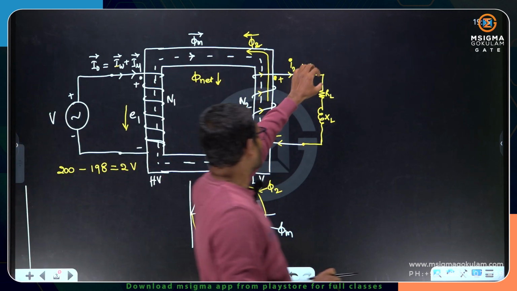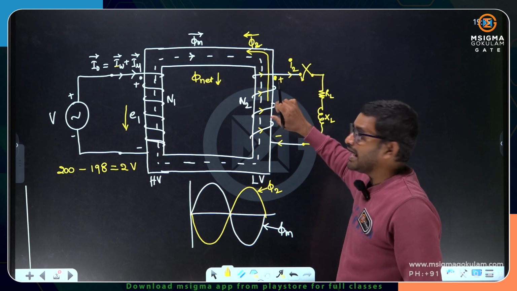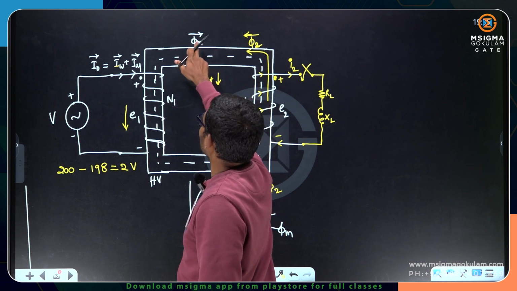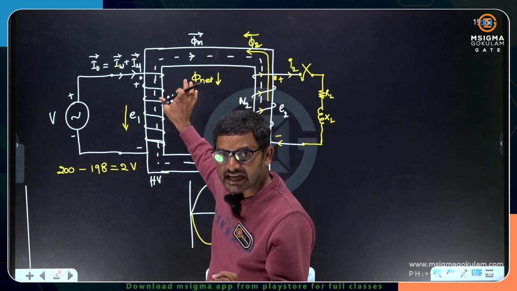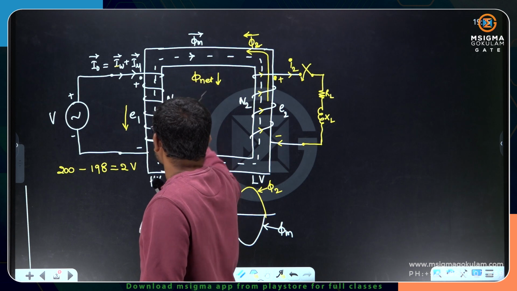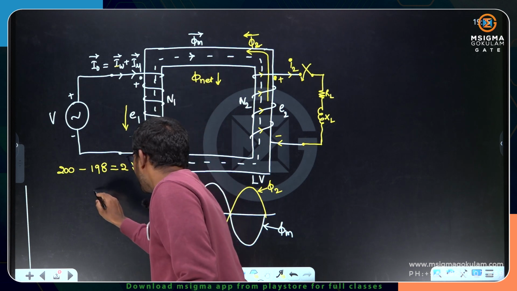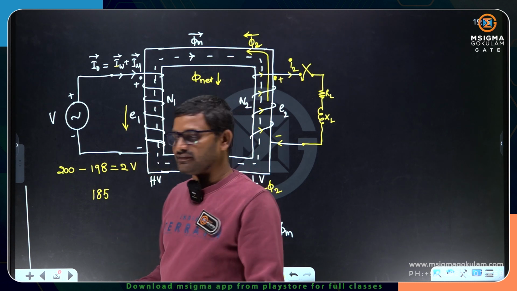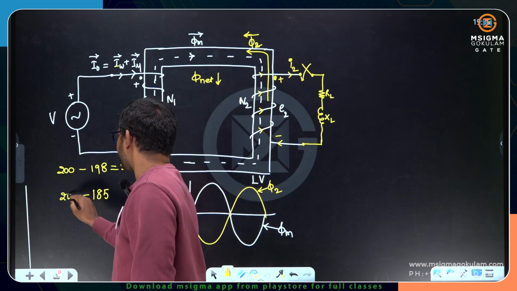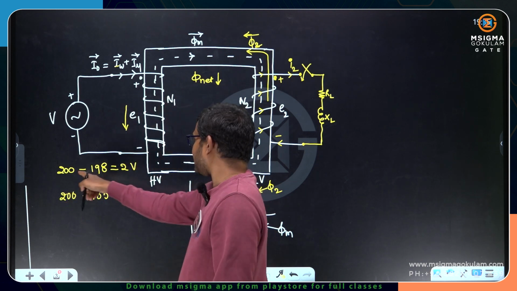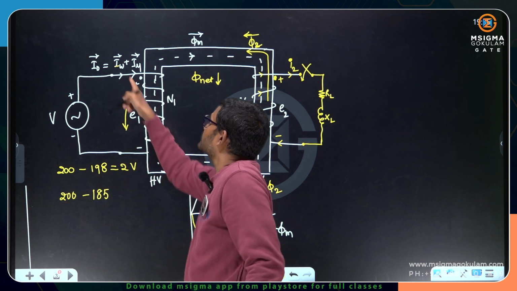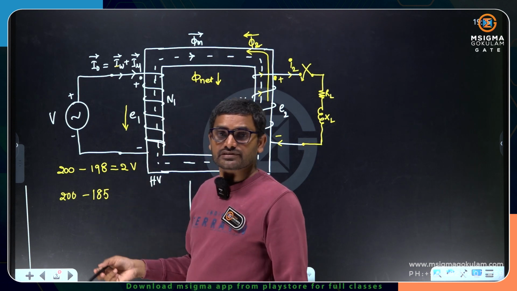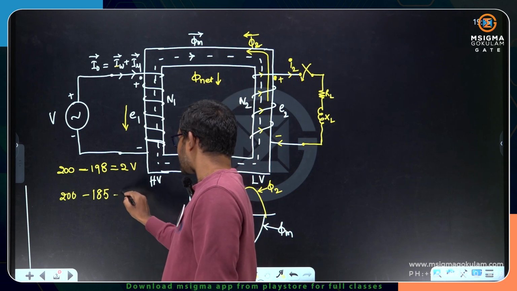Now the moment the load is connected, I2 is flowing. That I2 is setting up the flux phi 2, and phi 2 is opposing phi m. So it results in a reduction in flux. As the flux is reduced, the EMF will reduce. It might come down to 185, maybe some value, I am just assuming. If it comes down to 185, what is the potential difference now? Earlier the potential difference was just 2 volts, and according to the 2 volts only I0 is flowing. Now the potential difference is around 15 volts.